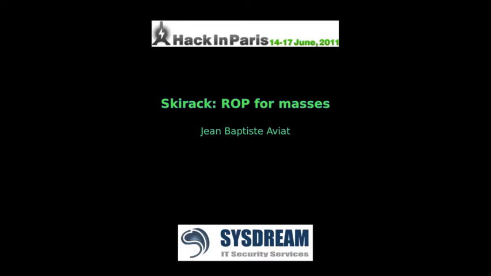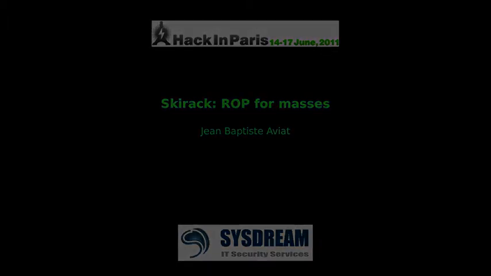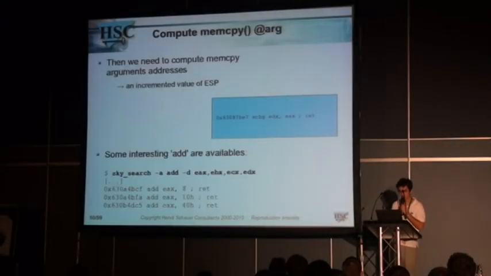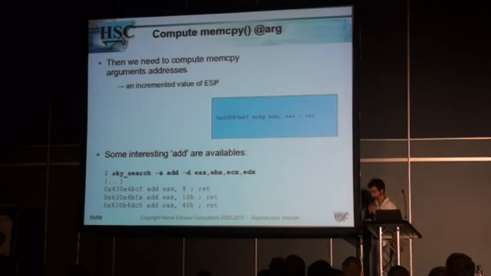To save EAX, it's easy. You can just use the search instruction which can operate on EAX. So with this simple search command, you will find this instruction. Okay, so we put in our ROP chain this instruction, this address, I mean. Then we need to compute the memcopy arguments.